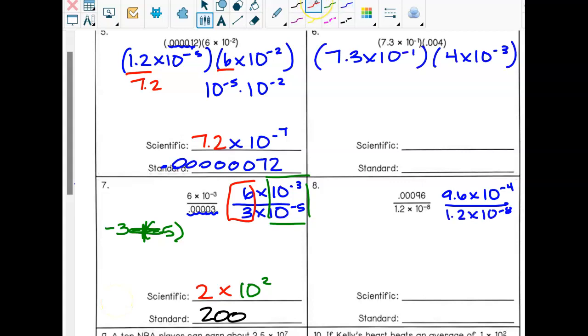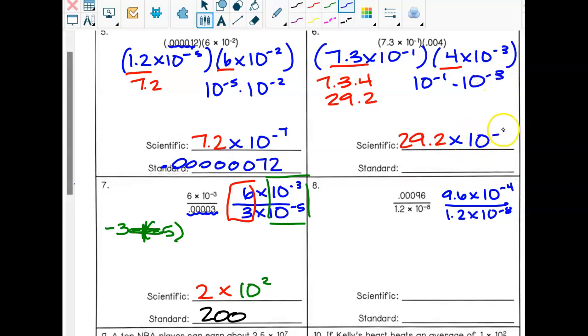Okay, so for number 6, I went ahead and rewrote the 7.3 times 10 to the negative 1 was good, but I rewrote the 0.004 to be 4 times 10 to the negative 3rd. So we're going to start by multiplying numbers. 7.3 times 4 is 29.2. So we have 29.2. And then 10 to the negative 1 times 10 to the negative 3 becomes times 10 to the negative 4. So that's not a great way to write that in scientific notation.